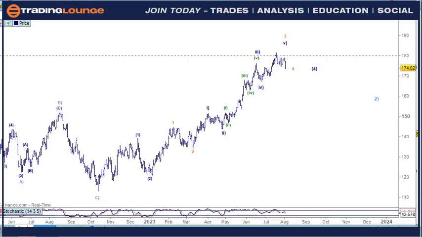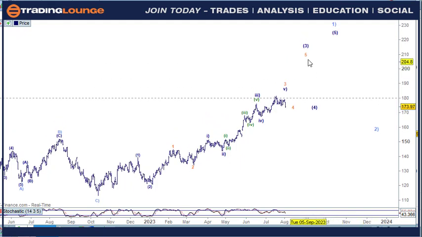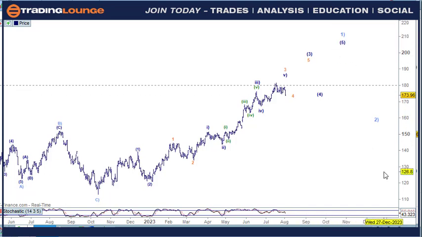Welcome to Trading Lounge and the US tech stocks. We're looking at the tech sector here with the XLK. As you can see from the low, we'll start from the low. We have 1 and 2 here, and we're going up for wave 3 over here, and then we'll have wave 4 and wave 5 over here. Don't take any of this too seriously where I'm putting these, just roughly doing that, and then we'll have a correction over here.